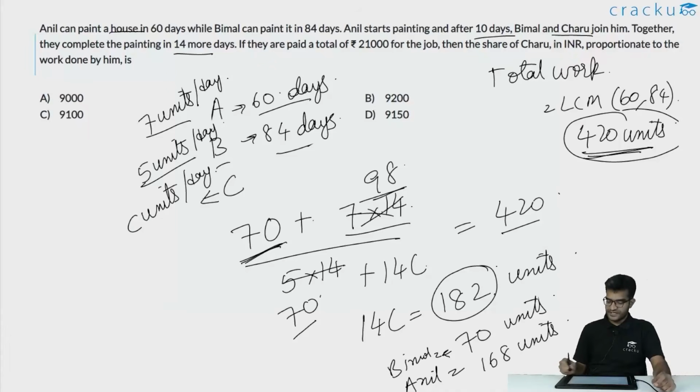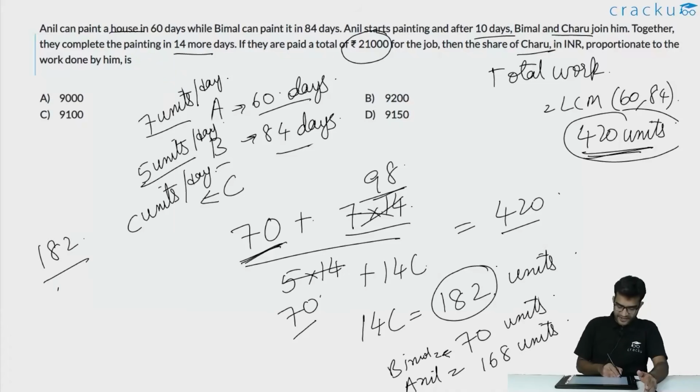What we are told is that all of them were paid 21,000 in total for the job, and the share of Charu will be how much? The share of Charu will be 182, which is the work done by her, divided by 420, which is the total work, into 21,000. 21,000 divided by 420 is 50, so this is equal to 9,100 rupees. That will be the answer.